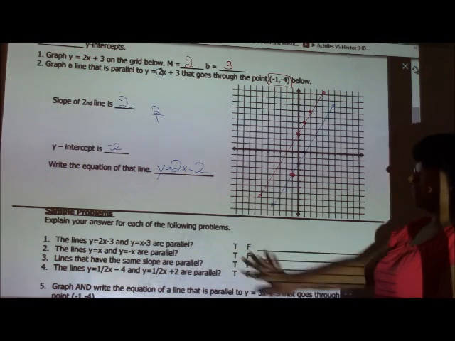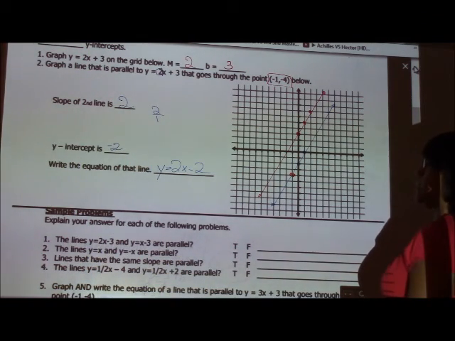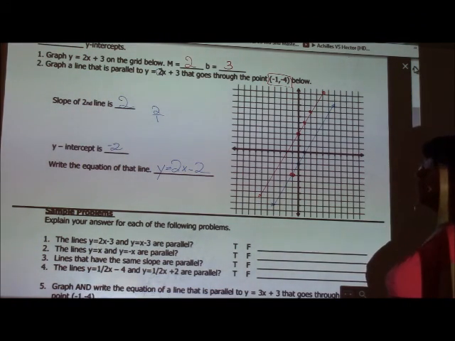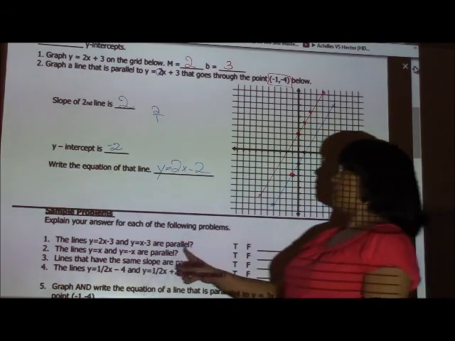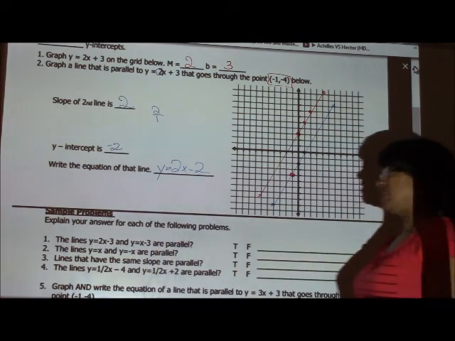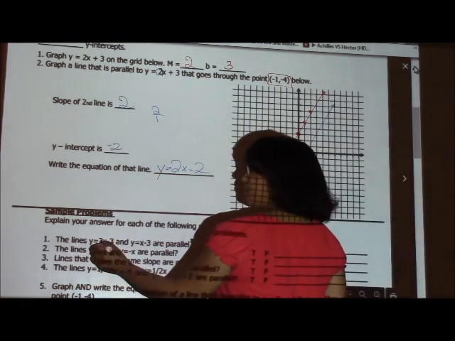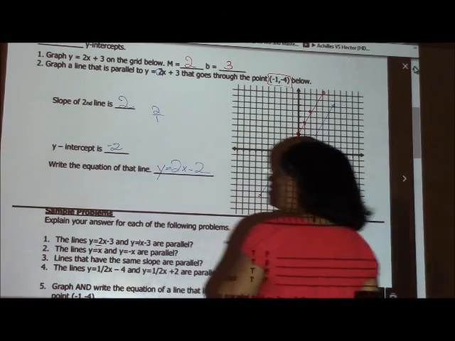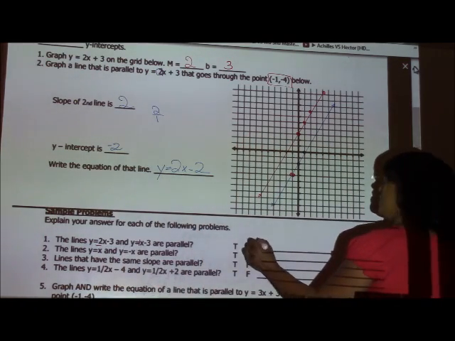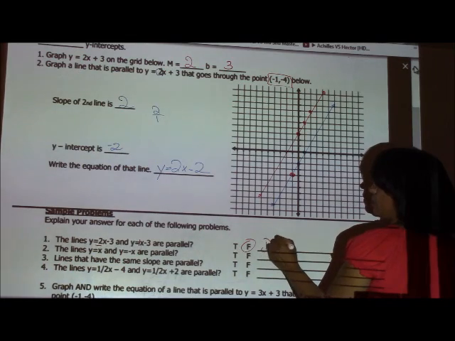Now let's look down here. Explain your answer for each of the following. The lines y equals 2x minus 3 and y equals x minus 3 are parallel. What do you have to look at to determine if those two lines are parallel? Right, their slopes. This has a slope of 2, this has a slope of 1. Are they parallel? Nope, right, different slopes. So they're not parallel.